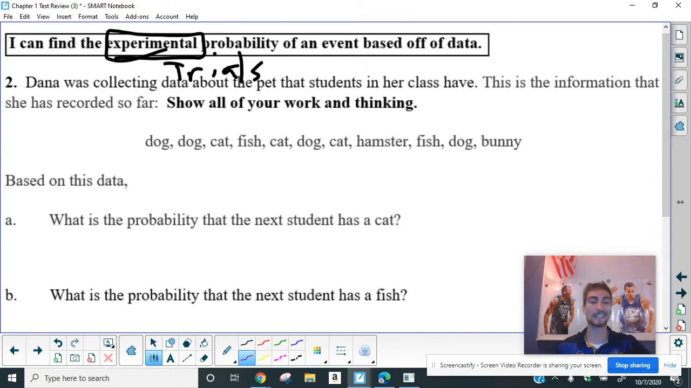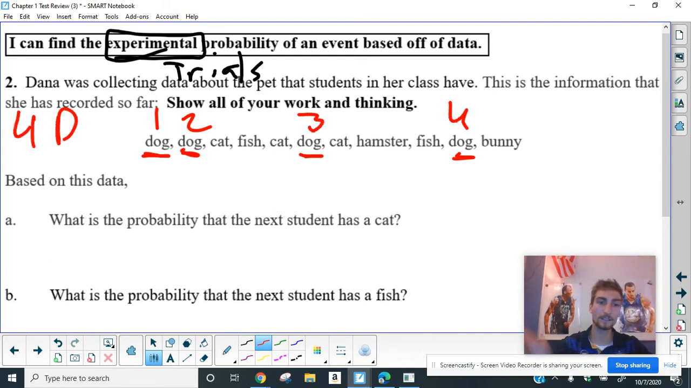So first off, we're looking at dogs. How many dogs are there? I'm going to do them in red. 2, 3, 4. All right, you guys see that? 1, 2, 3, 4 dogs. So I'm going to put 4D. I'm going to put how many cats there are.